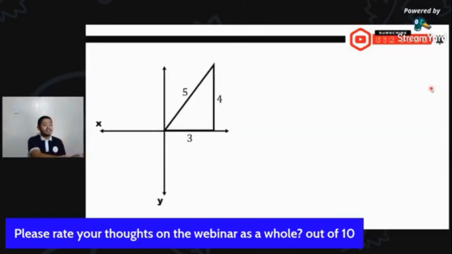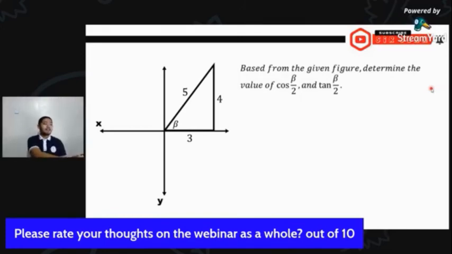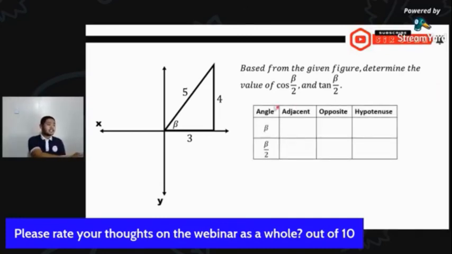So we have here this figure. Based on the given figure, determine the value of cosine beta over 2 and tangent beta over 2. So let us create a table. For the adjacent side of beta, that would be 3. For the opposite side of beta, that would be 4. And the hypotenuse of beta, that would be 5.